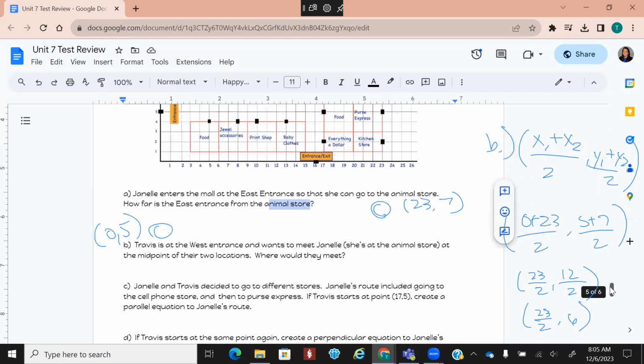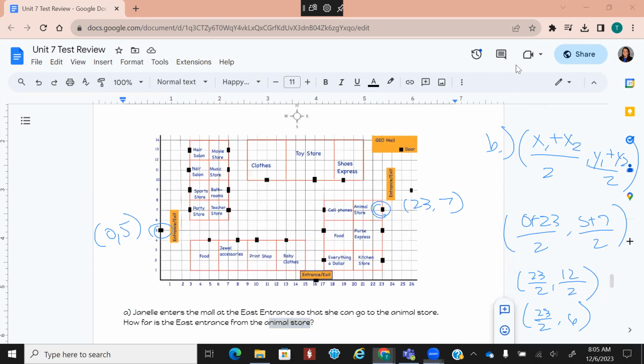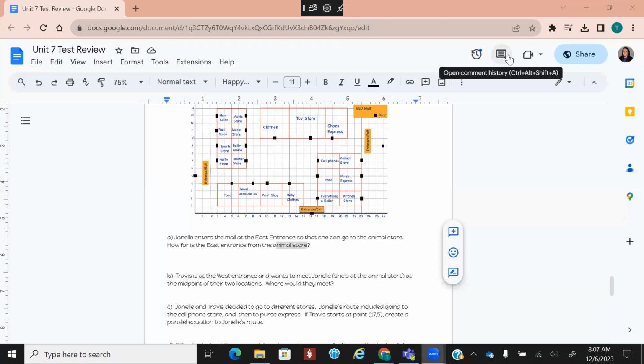Okay. Go ahead and read over C, and we're going to talk about it in just a second. All right, so on here, it says Janelle and Travis decide to go to different stores. Janelle goes from the cell phone store and then to the Purse Express. So let's find those 2 places. Cell phone store.